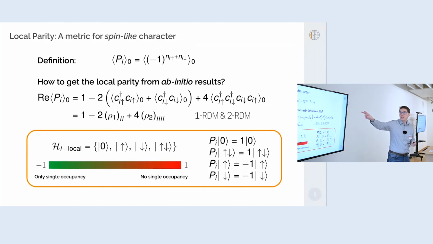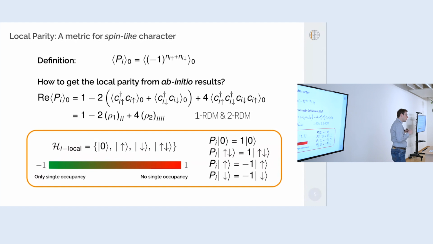This might be a bit difficult to calculate, but we can rewrite it and get this nice expression. And if you look at the expectation values that are in here, then they exactly correspond to the 1-electron reduced density matrix and the 2-electron reduced density matrix. And these we can calculate with ab initio methods, not DFT and not Hartree-Fock. So mean field methods are unfortunately out, but everything that is more correlated than that gives us access to a reasonable 2-RDM. And then we can calculate the local parity in the ground state.